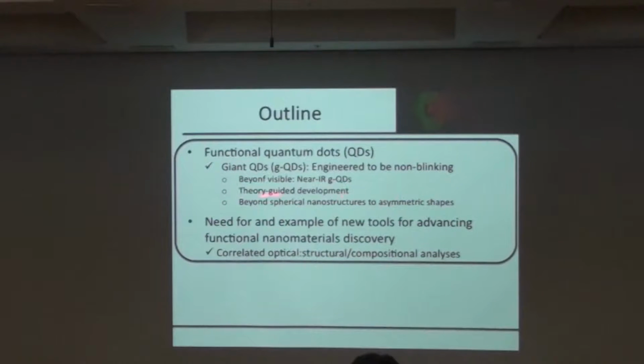Theory: how we use theory to guide our discovery and development of new giant quantum dots, and how we're beginning to even move beyond the spherical nanostructure to more complicated shapes such as asymmetric tetrapods, and how we can still use the same general mechanism underlying the non-blinking behavior in giant quantum dots to achieve similar functionality in these unique structures. Finally, I'm going to end with an example of new tools that we're using to advance functional nanomaterials discovery, specifically in the area of correlated optical, structural, and compositional analyses.